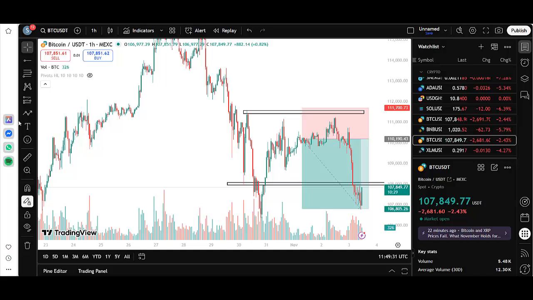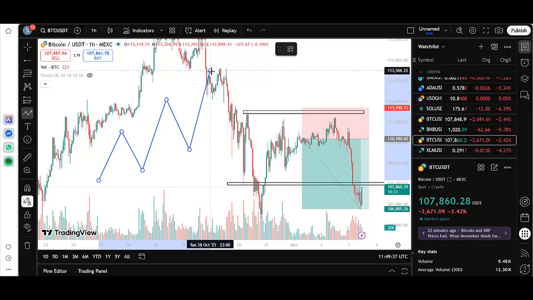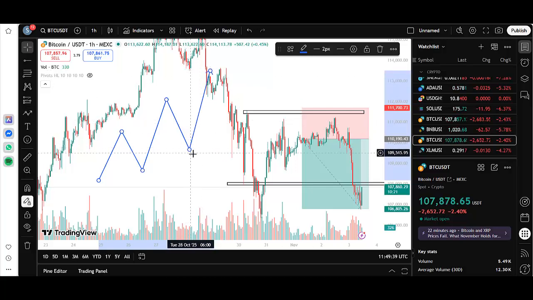But if I am longing the market, and the market is going up, and I'm taking a trade, I place the stop loss here, below a protected low. Why? Because this low caused the break of this particular high.